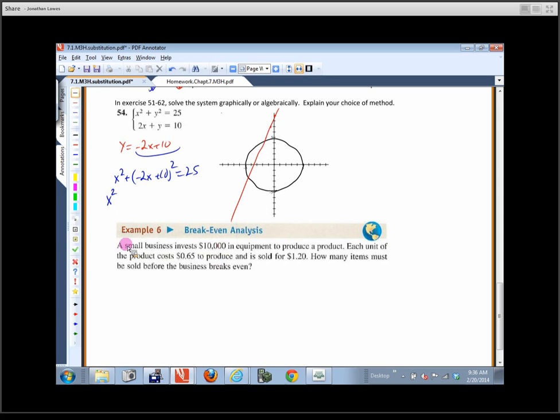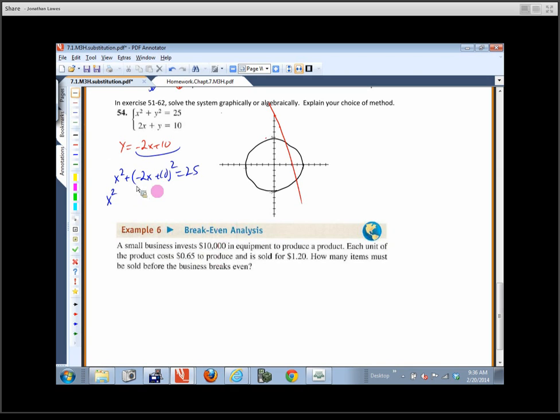X squared? Yeah. Oh, did I? Oh, you're right. Yep. We'll go like this. Yep. Thank you. Okay. I should have gone through and solved it like this.